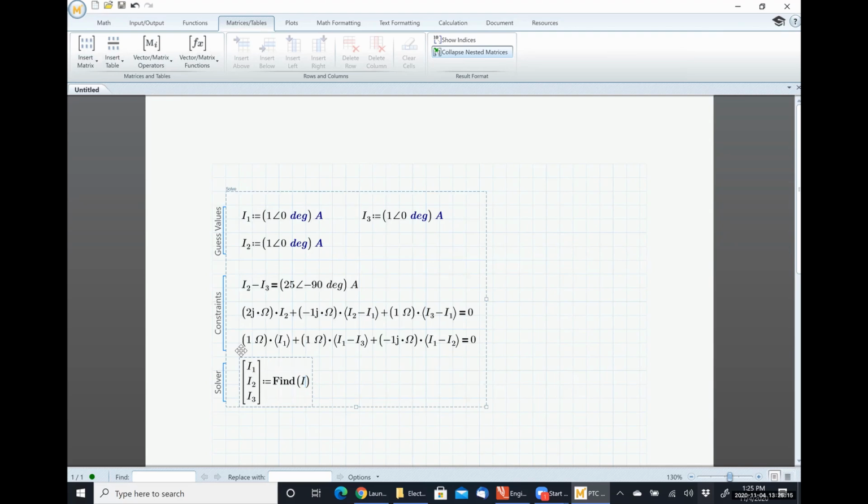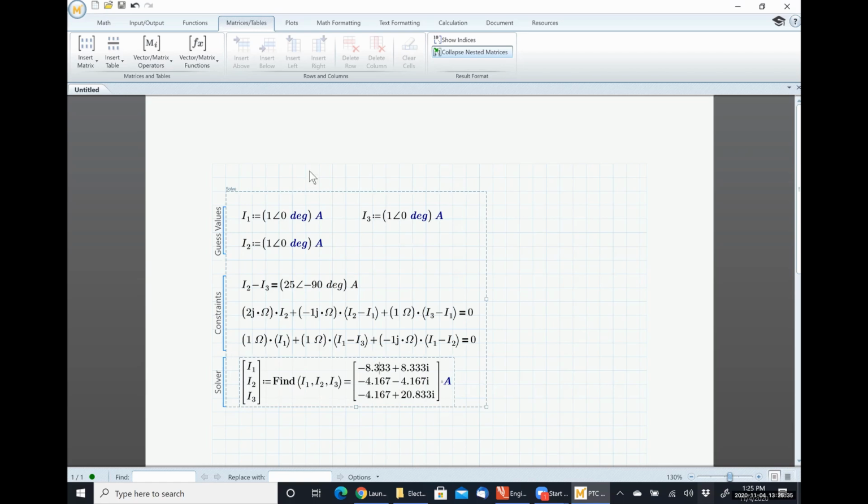Find I1, I2, and I3, and hit equals. And I get 3 currents all in rectangular form. Nothing remotely wrong with that, but it's not my personal preference.